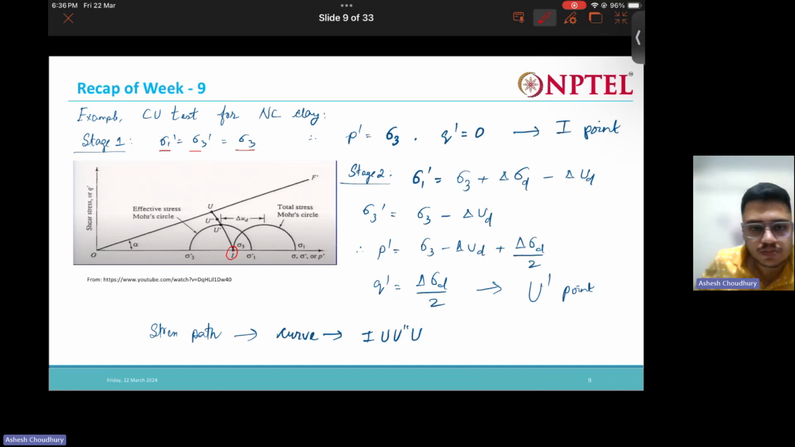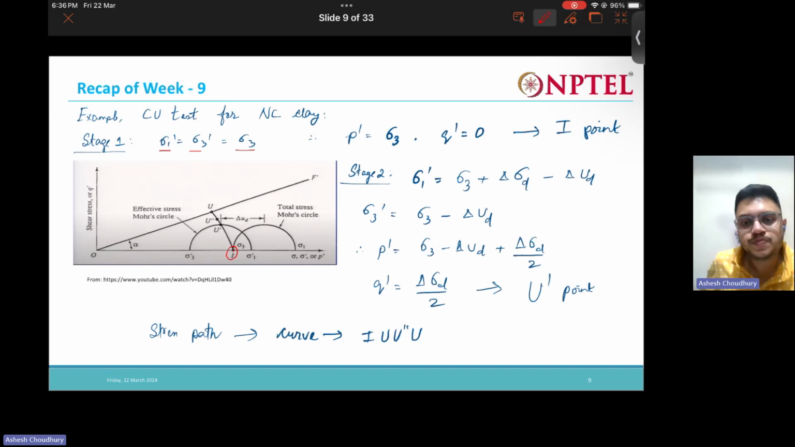Now in CU test, if you remember, we can draw two types of Mohr circle. One is the total stress Mohr circle and the other is the effective stress Mohr circle. How to get the effective stress Mohr circle? We just deduct the pore water pressure values from sigma 1 and sigma 3. We get sigma 1 prime and sigma 3 prime. That gives us the effective stress Mohr circle. Otherwise, if we use sigma 1, sigma 3 directly, that will give us the total stress Mohr circle.